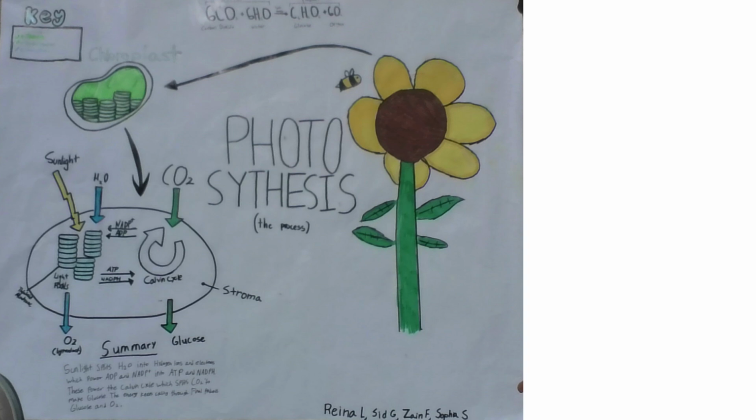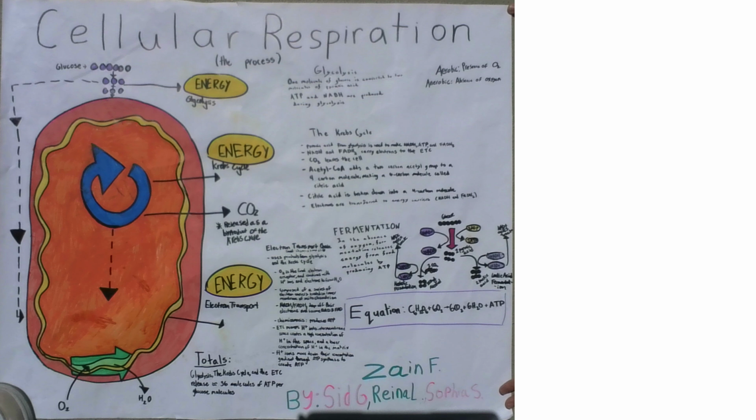In summary, in the light-dependent reactions, sunlight splits H2O into hydrogen ions and electrons, which power ADP and NADP+ into ATP and NADPH. These then go on to power the Calvin cycle, or the light-independent reactions, which splits CO2 to make glucose. The energy keeps cycling through and finally ends up in the product of glucose.